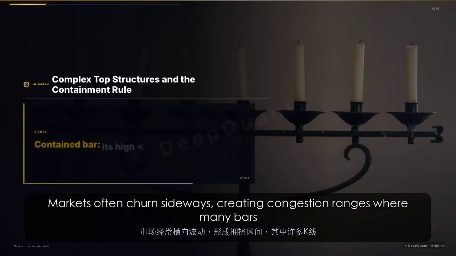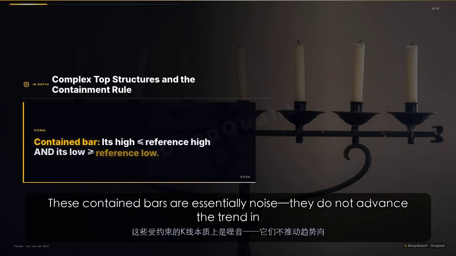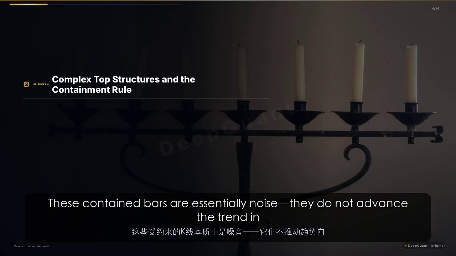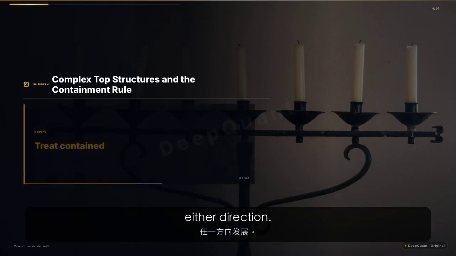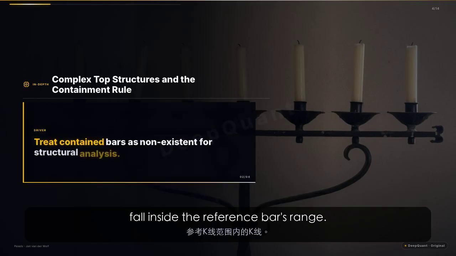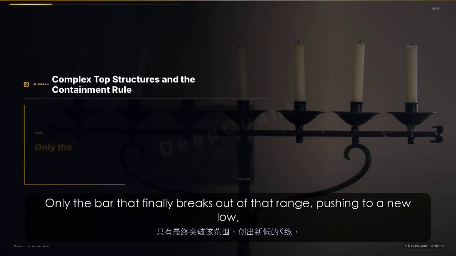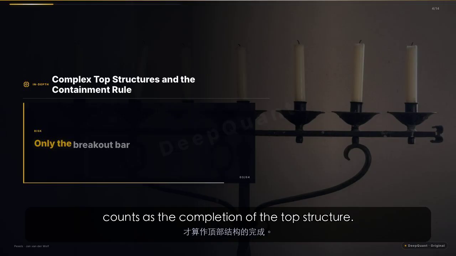Not all tops form neatly in three bars. Markets often churn sideways, creating congestion ranges where many bars remain within the high-low bounds of a single wide bar. These contained bars are essentially noise. They do not advance the trend in either direction. The filtering rule is straightforward: ignore all bars whose highs and lows fall inside the reference bar's range. Only the bar that finally breaks out of that range, pushing to a new low, counts as the completion of the top structure.